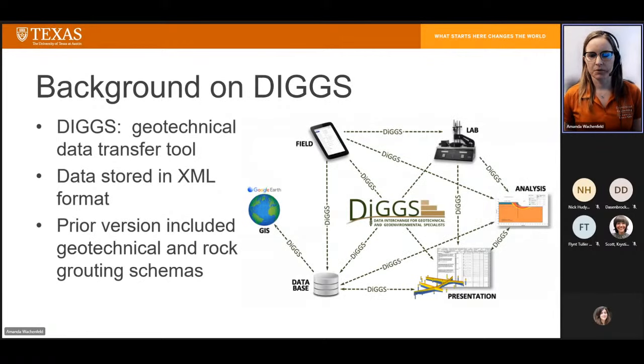So a little bit about DIGGS for those of you who might not be familiar. DIGGS stands for Data Interchange for Geotechnical and Geoenvironmental Specialists. Simply, it is a geotechnical data transfer tool that helps facilitate the transfer of geotechnical and geoenvironmental data within an organization or between multiple organizations. Data is stored in a standardized XML format that can be transferred to a variety of existing software and database tools, such as gINT, Excel, some analytical tools like SLOPE/W or PLAXIS, and this helps eliminate the need for manual entry and re-entry of data. The prior version of DIGGS included schemas or file formats for geotechnical and rock grouting data.